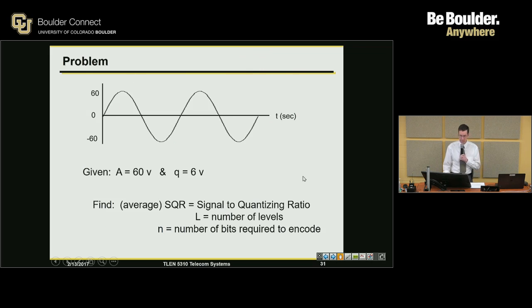So a couple of examples to illustrate. Okay. So we've got an amplitude of 60 volts and a Q of 6 volts. Find the average SQR, signal to quantizing ratio, the number of levels, and the number of bits required to encode. So you'll see how we translate that into the number of bits.